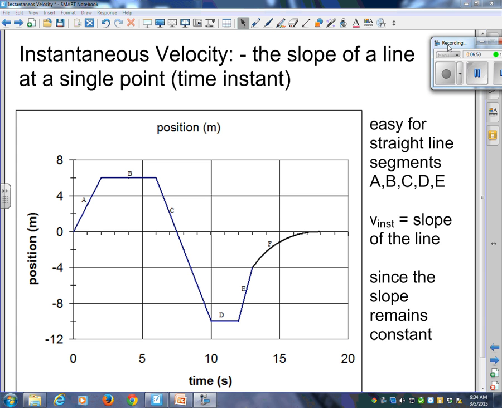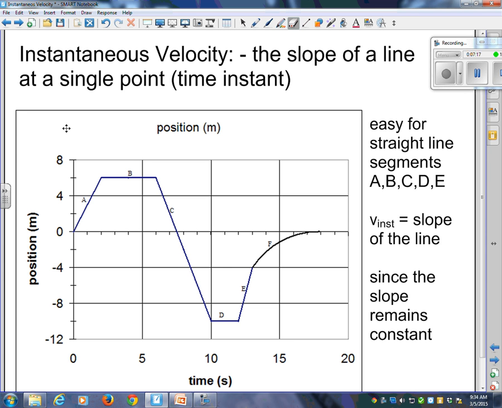Okay, anyways, back to this. Instantaneous velocity, the slope of a line at a single point. It's easy for straight line segments A, B, C, D, and E. How come? Because the slope there is the same as the slope there, is the same as the slope there, is the same as the slope there. You just find the slope. The slope of the line doesn't change. How come? They're straight.